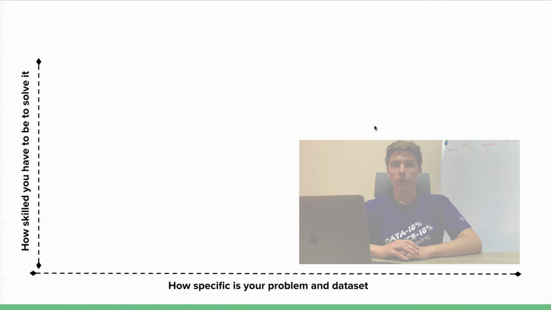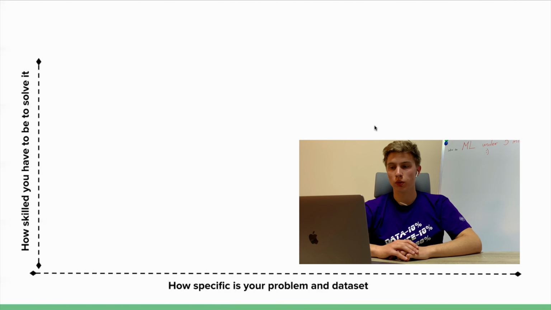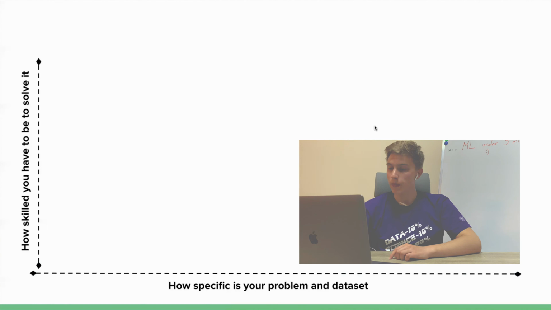We are going to classify the problems by two variables. Basically, by how specific your problem and data set is, and how much skills you need to solve them. So as you can see on this chart, I've used the x and y axis to display those variables. And let's take an example to make it less confusing.